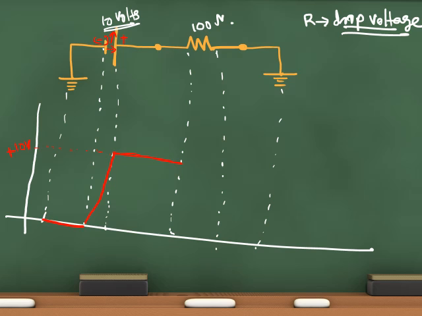And here at the resistance the voltage will be dropped, and again at this ground level the voltage will be 0. So here the voltage will be dropped. This is the voltage drop. So it is a typical curve which indicates the voltage of this network, a typical network.